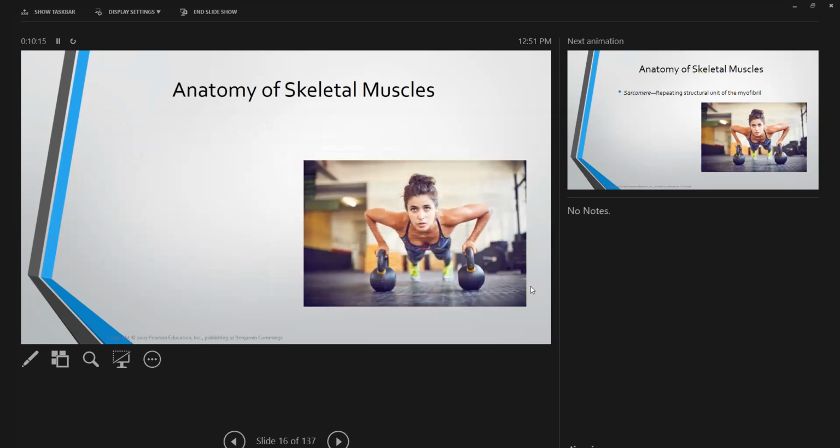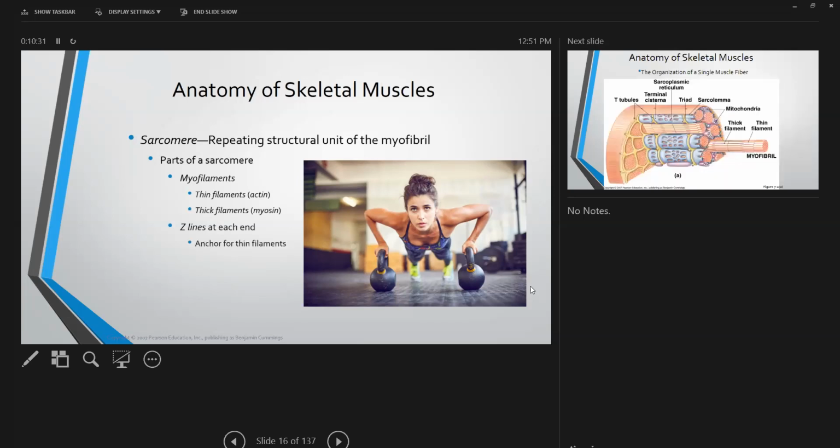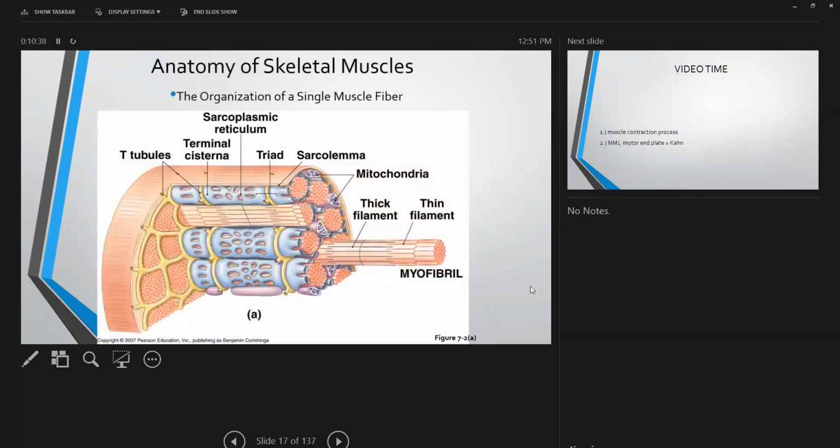Anatomy of skeletal muscle includes the sarcomere, or repeating structural unit of the myofibril. Parts of the sarcomere include thin filaments, thick filaments, and Z lines, which anchor the thin filaments. And let's look at this, because it's difficult to just go over the words without seeing what's going on here.